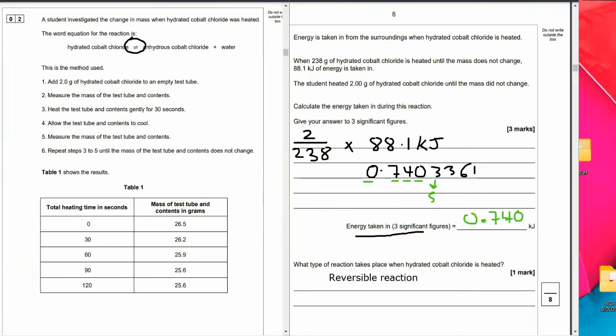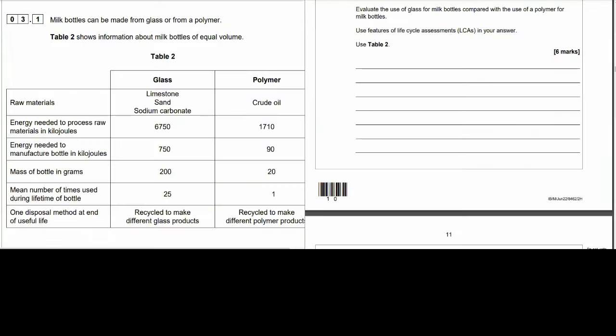Here we've got, what type of reaction takes place when hydrated cobalt chloride is heated? It was reversible or endothermic. So lots of different options for that last one.